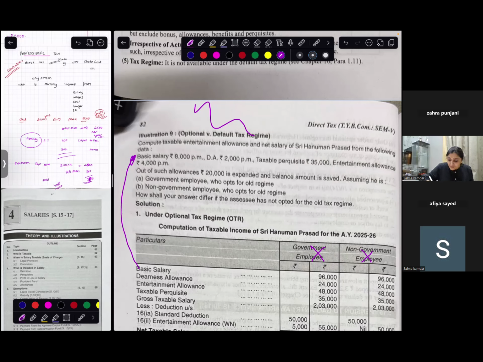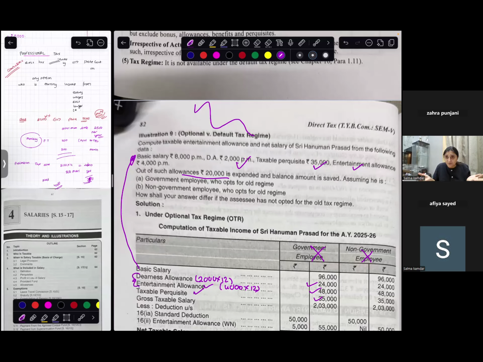The allowance, 2000 per month. So we write the allowance. So 2000 into 12 makes it 24,000. Then they're saying taxable perquisites, so I will write taxable perquisites. Then they're saying entertainment allowance, so I will write entertainment allowance. It's 4,000 per month, so 4,000 into 12. They are saying that out of all these allowances, these two, 20,000 is spent and balance is saved.